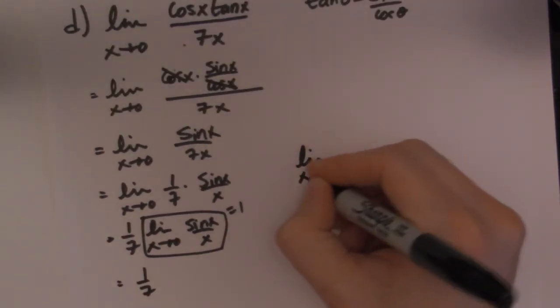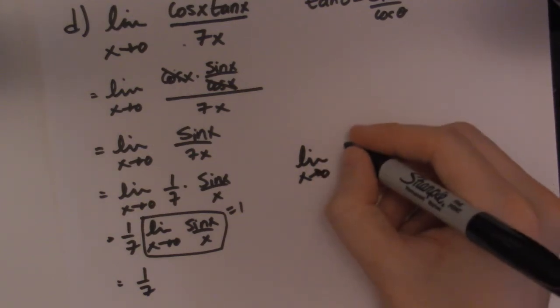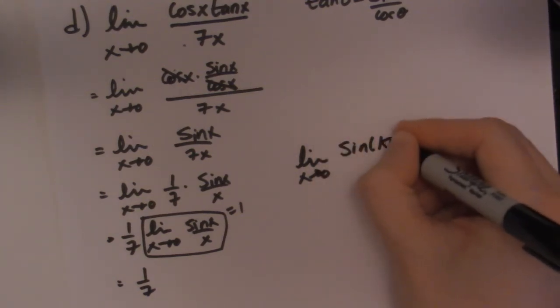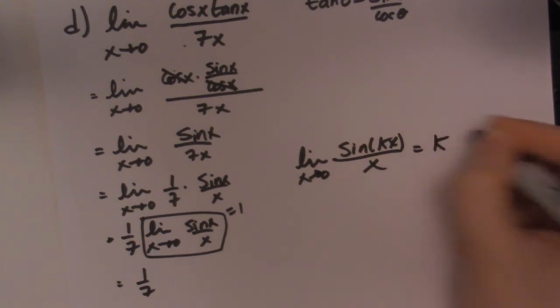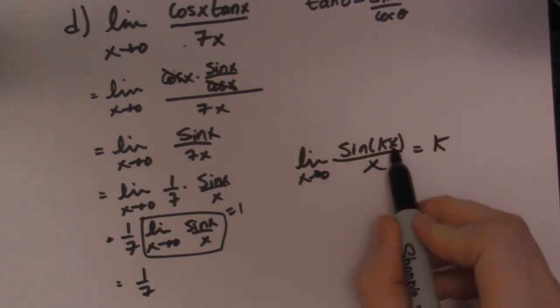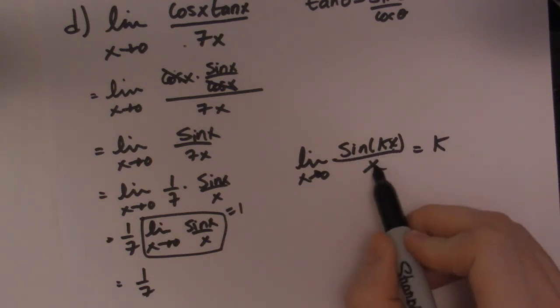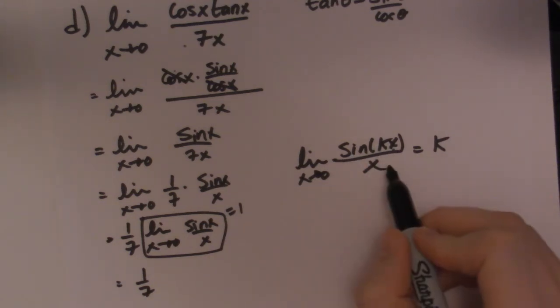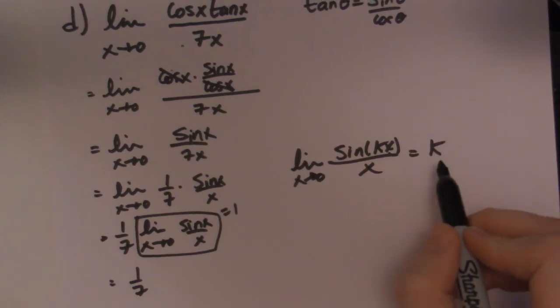So there it is, guys. Like I said many times before, you've probably heard me repeat this, knowing this limit is absolutely invaluable. Sine kx over x is equal to k. Whatever number you have in here, sine of that number times x divided by x is equal to k. It's such an important limit.